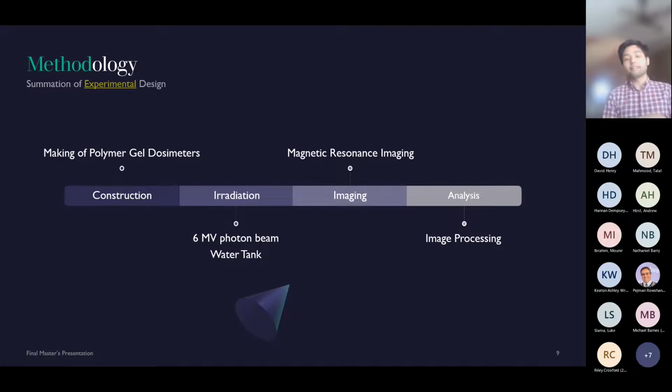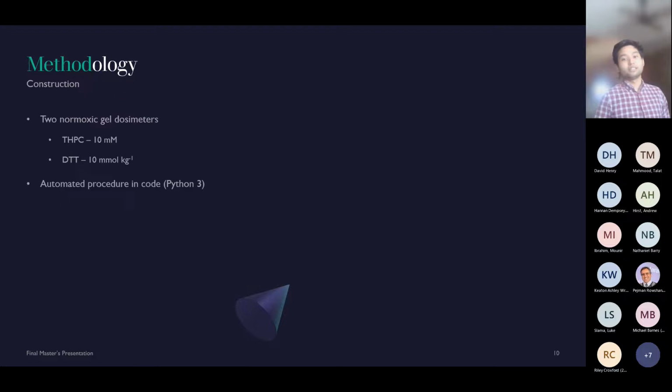We're then going to irradiate them, then image them using MRIs, and then we're going to do some image processing analysis. So the gels were made, two types of gels were made under normoxic conditions, THPC with 10 millimolar and DDT with 10 millimoles per kilogram. Normoxic means that it was just made under normal atmospheric temperatures and pressures.